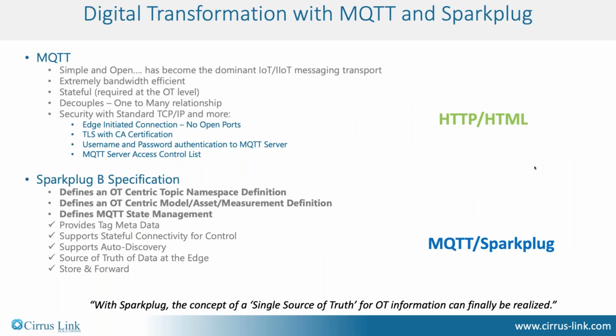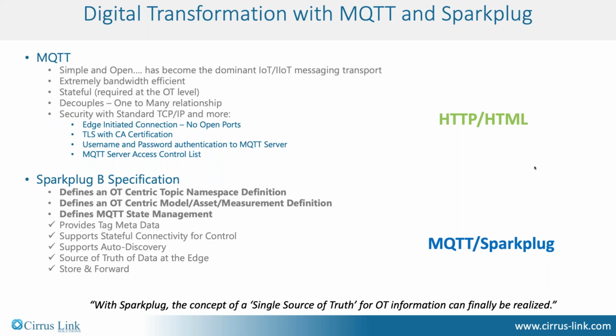Now, we've talked about MQTT and all of the advantages. And again, this is kind of a refresher in just the basics of why MQTT has become such a dominant message transport. Number one, it's extremely bandwidth efficient. It's stateful. In other words, we know the state of those devices that are providing us with information, because in a real-time command and control situation, we don't want to have devices that we want to send commands to and not know their state.